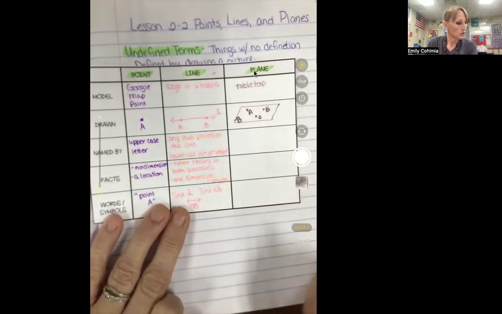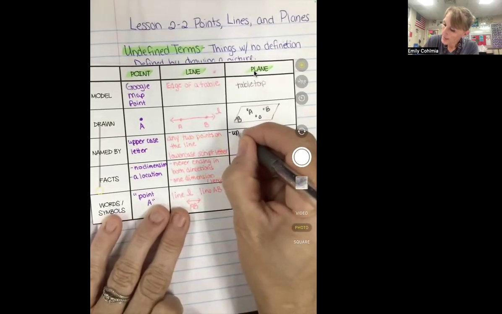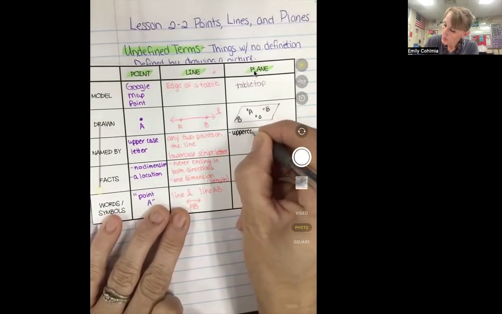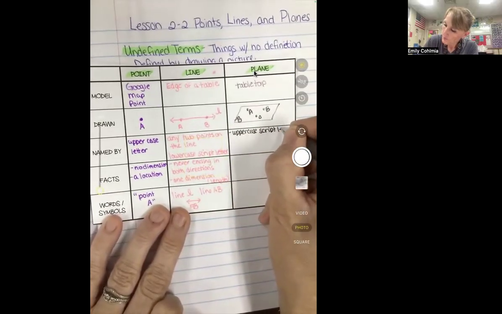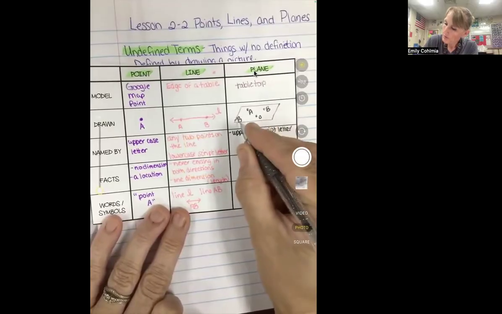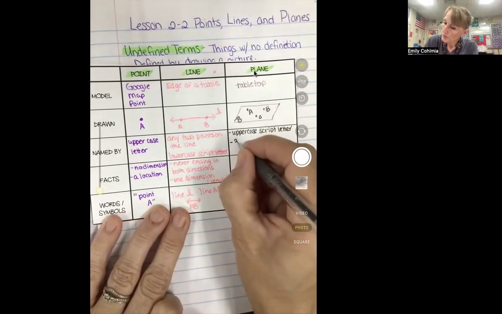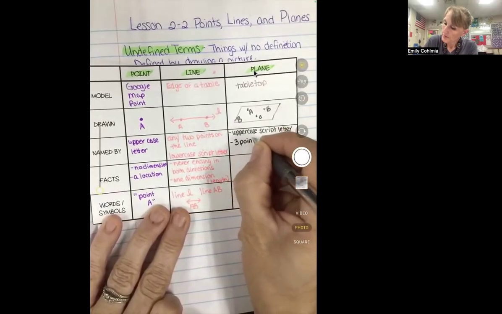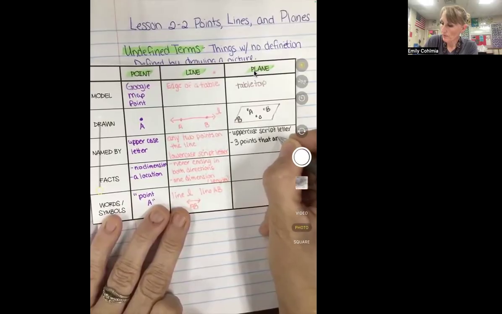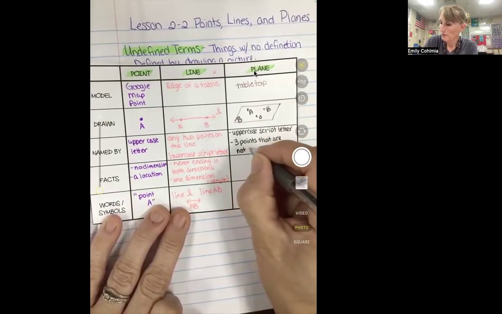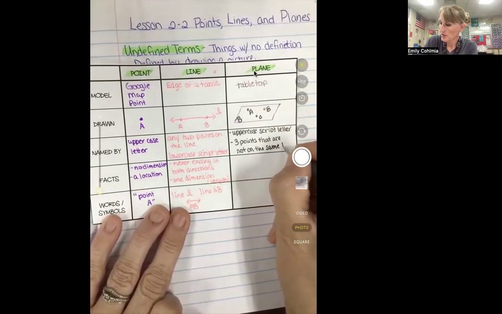To name it, it is named by an uppercase script letter. So that would be the B, so it would be plane B, or 3 points that are not on the same line. So they just can't be in a row.